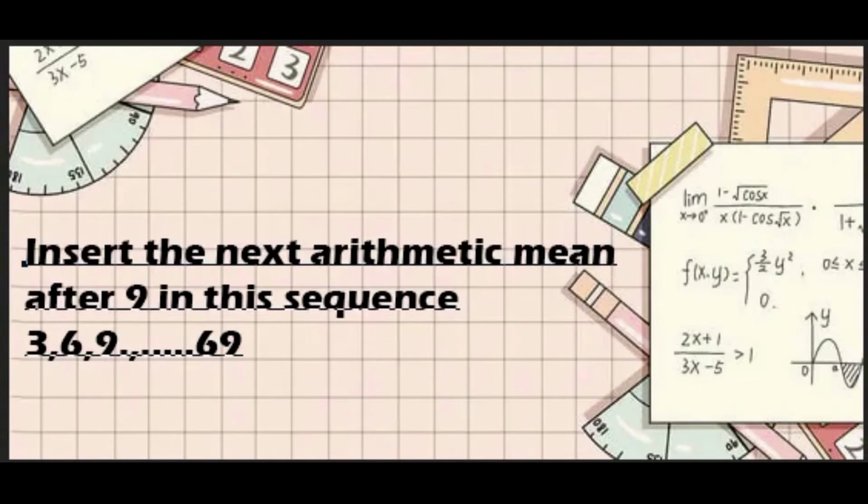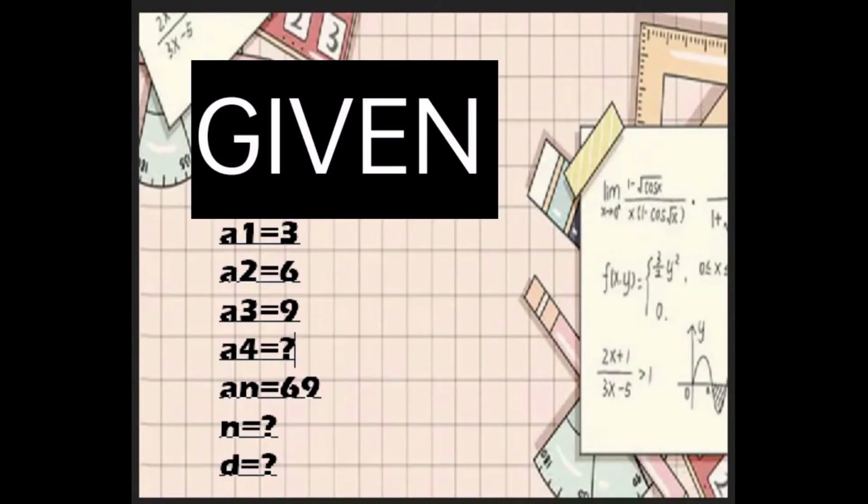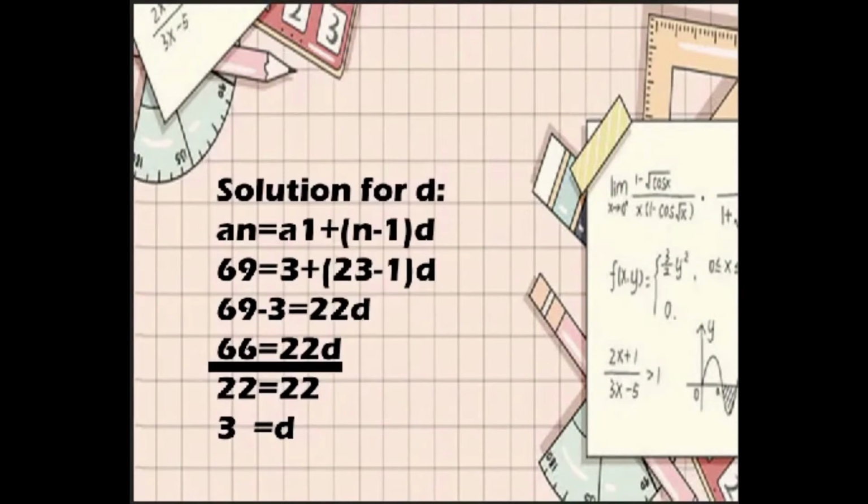The third and the last example. Insert the next arithmetic mean after 6 in this arithmetic sequence: 3, 6, 9, ..., 69. The given, a sub 1 is equal to 3, a sub 2 is equal to 6, a sub 3 is equal to 9, a sub 4 is unknown, a sub n is 69, n is unknown, d is unknown. So for d, we have the formula.